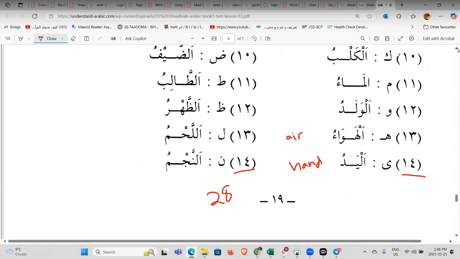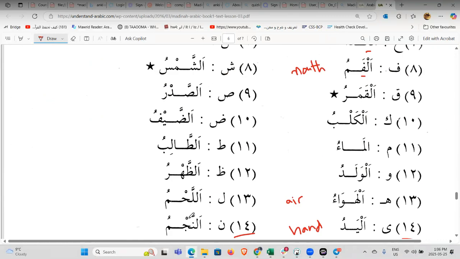Okay. So let's just go quickly. An-najm, the star. Al-lahm, the meat. So in the Quran, it says: la yanalu Allaha luhumuha, the meats will not reach Allah, wa lakin yanaluhu, but rather it is the taqwa from you that will reach Allah.